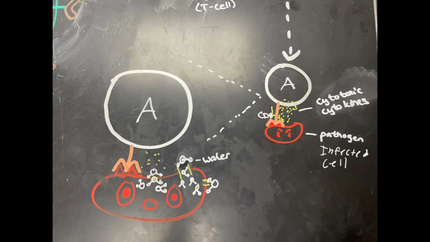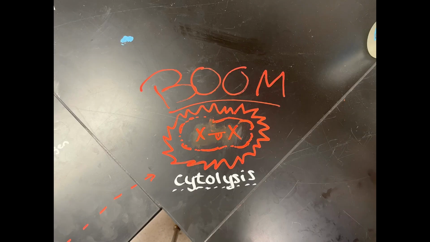The cytokines break down the pathogen-infected cell membrane and allow extracellular material and fluid to flow into the pathogen-infected cell. This large increase in extracellular material and fluid causes cytolysis in the pathogen-infected cell, destroying it.